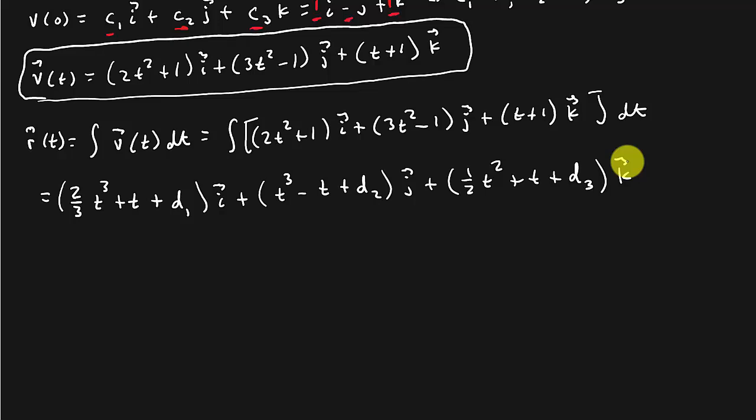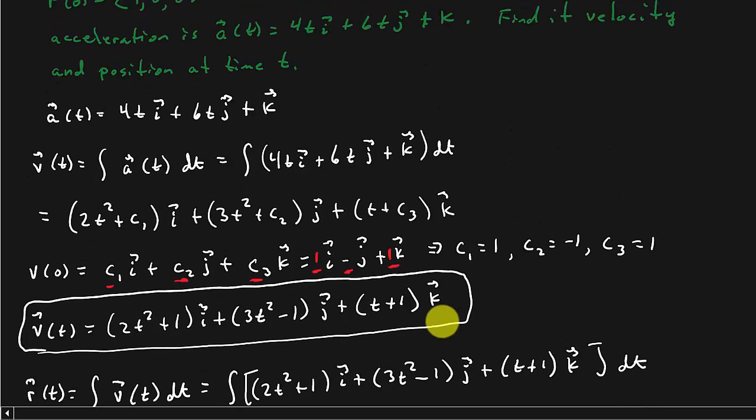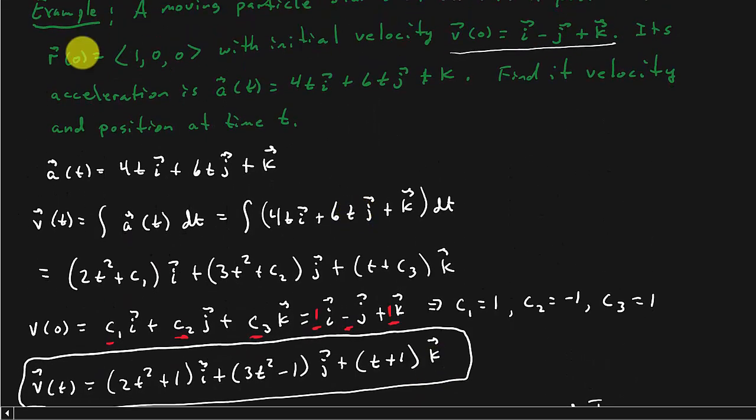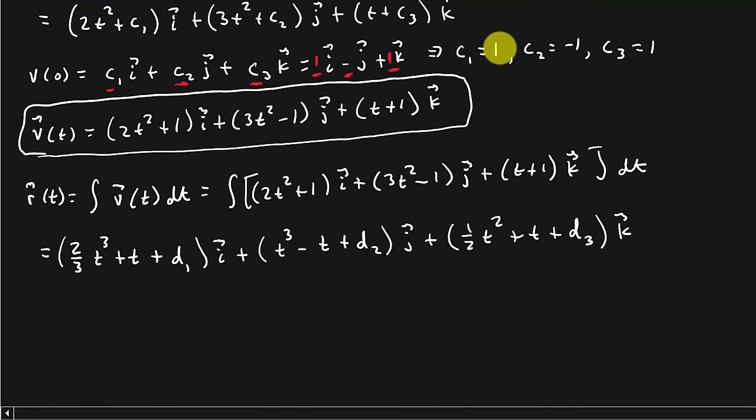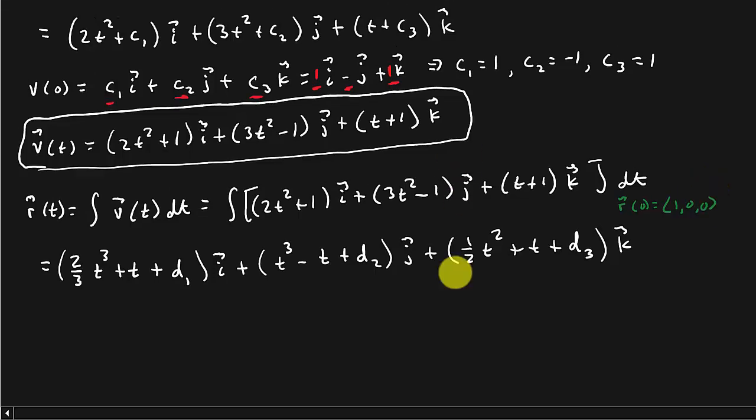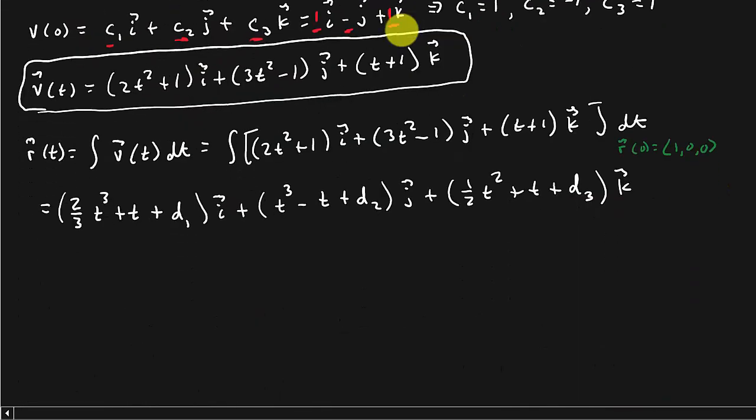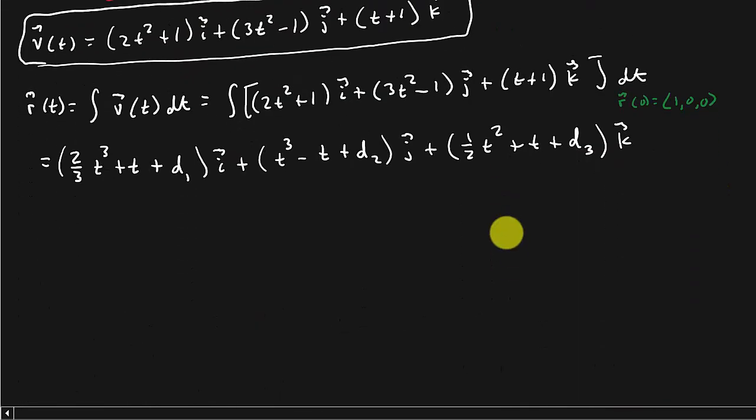All right, so now that we integrated it, notice we have this r of 0 is equal to 1, 0, 0. Let's just write that down here, that r of 0 is equal to 1, 0, 0. Make sure I copied that down right. Yep. All right, just so we can see it.